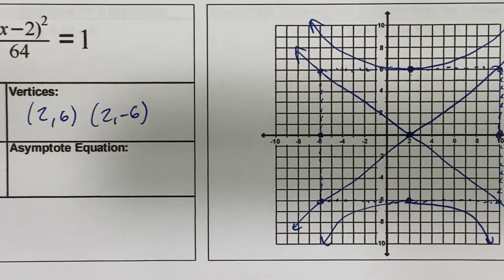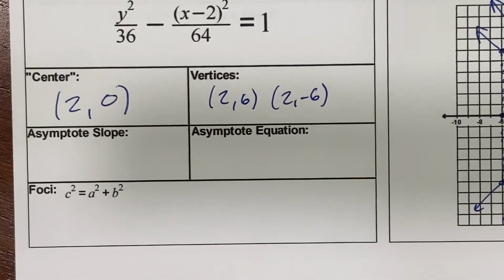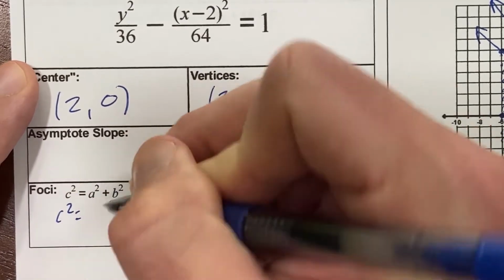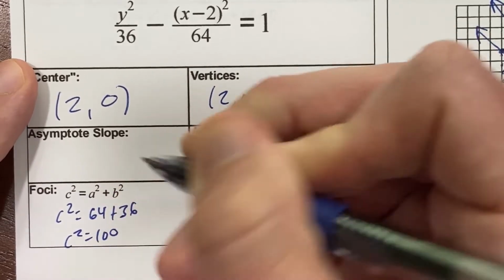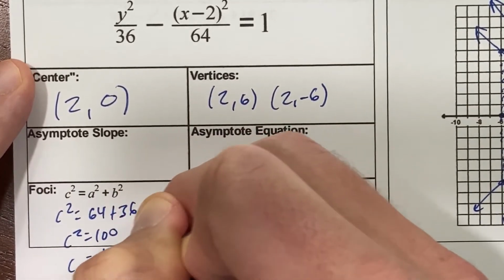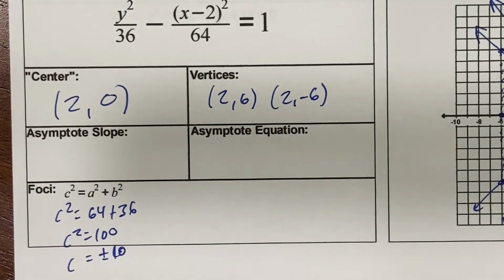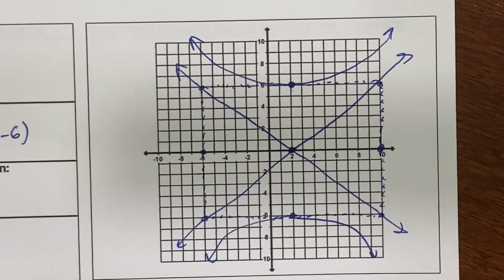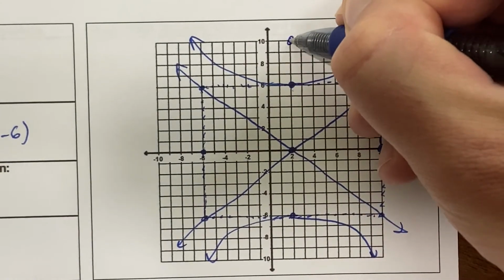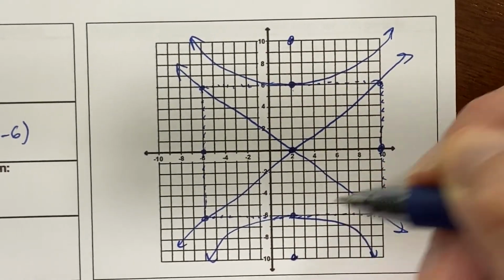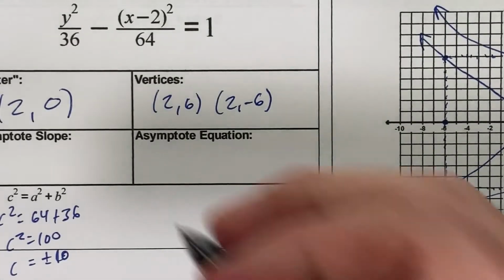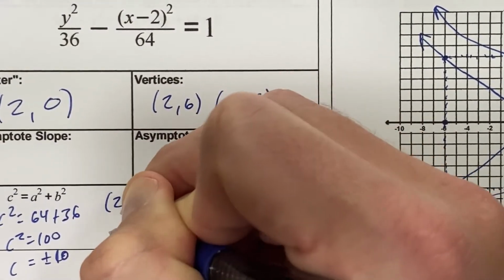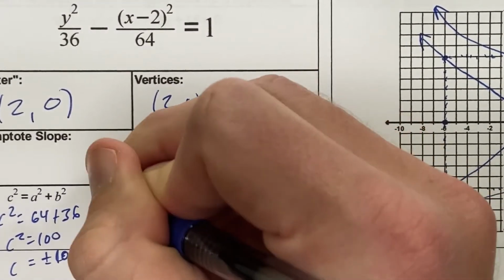Okay. Let's skip down to the foci, and then we'll save the asymptote equation for last. So the foci would be c squared equals 64 plus 36. C squared is 100. That means c is plus or minus 10. So I'm going to go over here to my center and count towards the graph 10. Be right there. And then 10 that way. So my foci would be at 2, 10 and 2, negative 10. Okay, those are my foci.